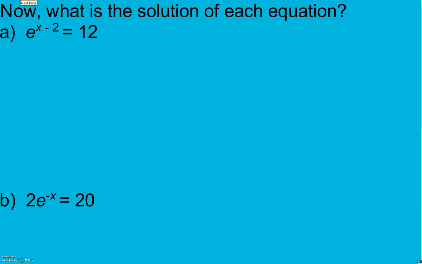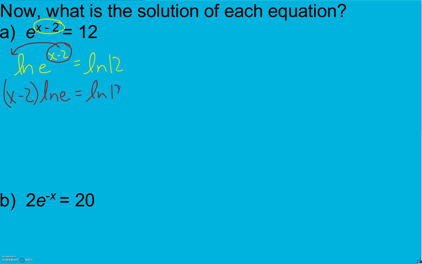Go ahead and try the first one on your own. Okay, ln e to the x minus 2 equals ln of 12. To get rid of a variable in our exponent, we have to switch to logarithmic form. And since our base is e, we use ln's. Swing that to the front. And since we're multiplying by that whole quantity, we put it in parentheses. ln of e is just 1 because it's log base e of e.